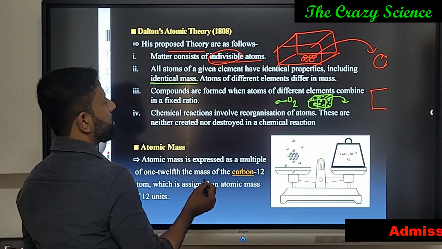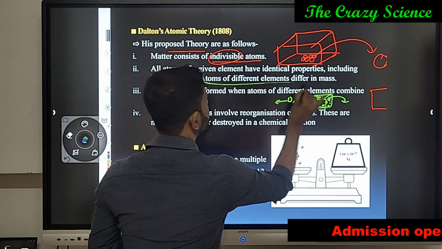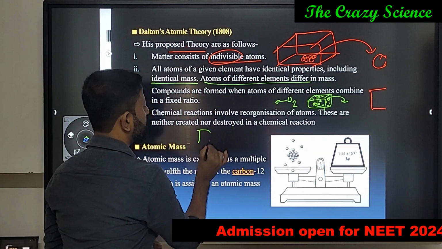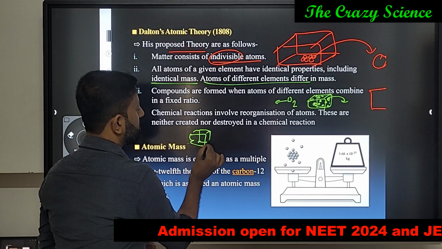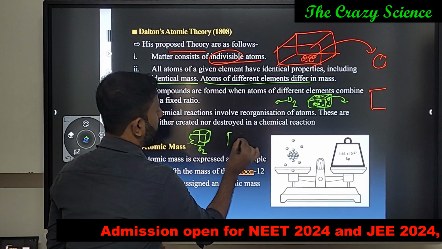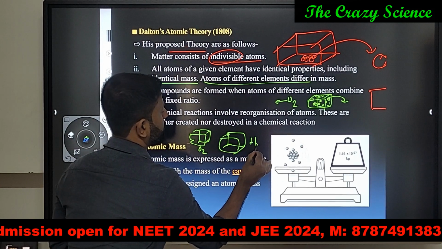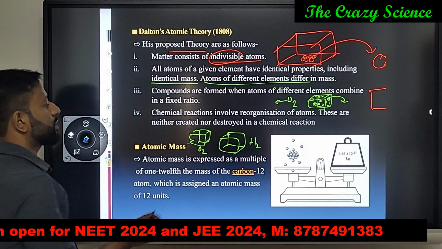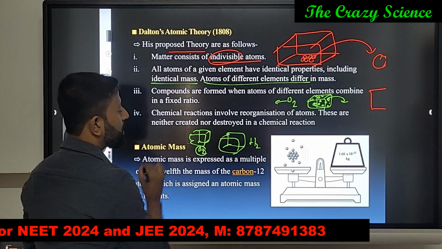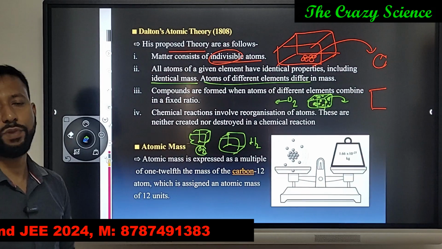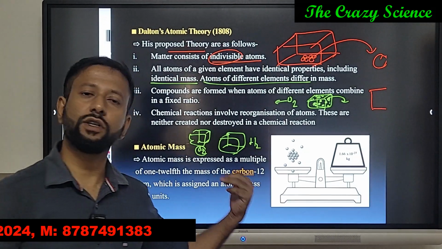Along with that, he is also saying atoms of different elements have different mass. For example, if I take two elements, suppose oxygen and hydrogen, this is hydrogen. What he is saying is that the particle properties of oxygen and hydrogen will be different and their masses will be different, though these statements are totally wrong.